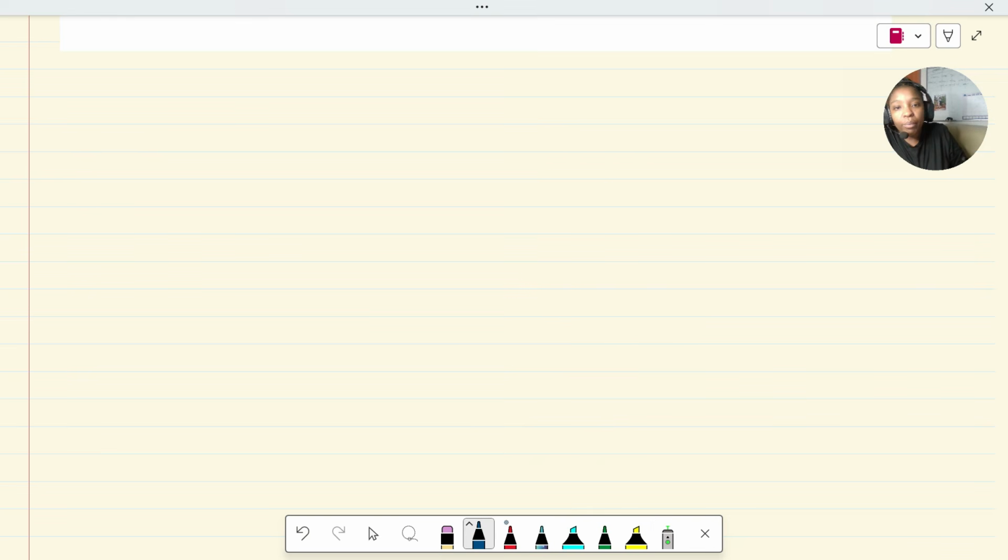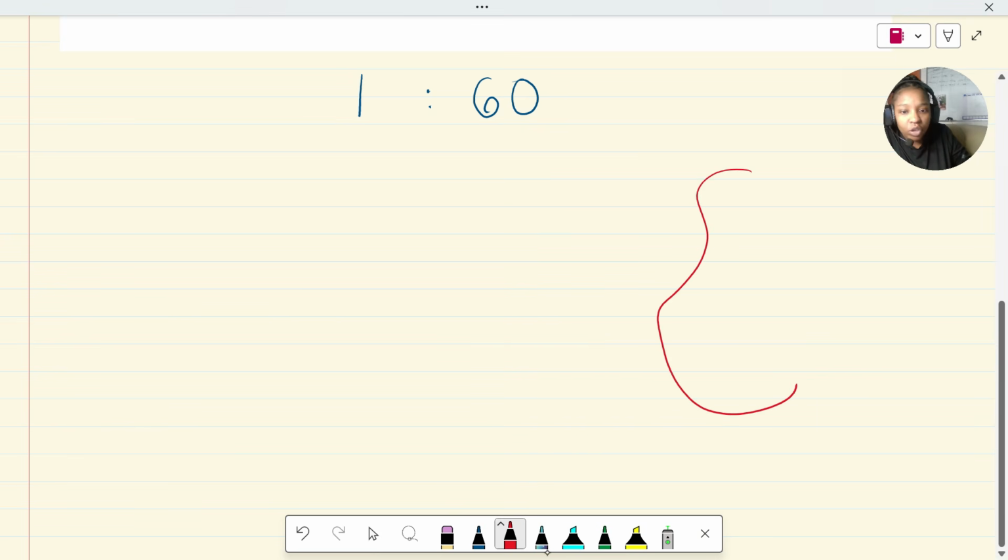So let's say, for example, they give you the ratio scale 1 is to 60. What does this mean? You've got a map, and they tell you that this map uses the scale of 1 is to 60. So what does that 1 is to 60 mean? I'm just going to do a rough sketch so that we all get the point of what I'm doing.